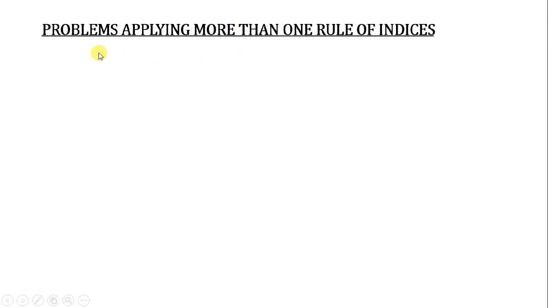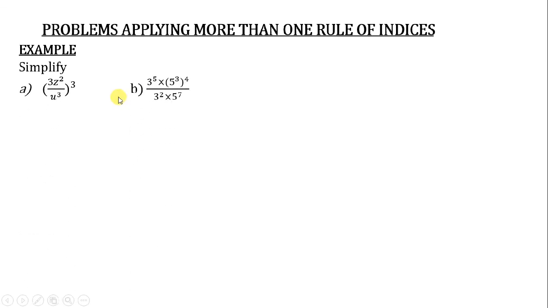Okay. Sometimes you can have problems applying more than one rule of indices. Let's look at an example. Simplify. The first one is (3z²/u³) everything to the power 3. So we have (3z²/u³) everything to the power 3.